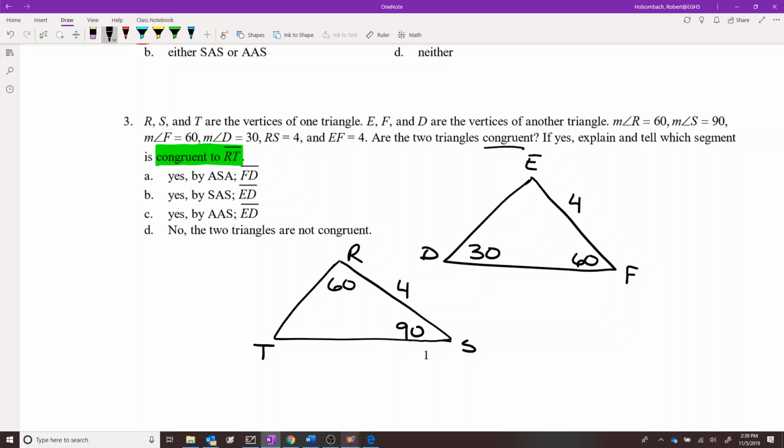So in this first triangle RST, if you've got a 90 and a 60 degree angle and you subtract those from 180, the third angle is 30 degrees. In the triangle on the right, if you subtract 30 and 60 from 180, you're left with 90 degrees. So what you've got here is an angle, a side, and an angle congruent to an angle, a side, and an angle. So yes, the triangles are congruent. So we can get rid of option D. Now, the triangles are congruent by angle, side, angle. So we can get rid of C. And angle, side, angle, there's only answer A left.